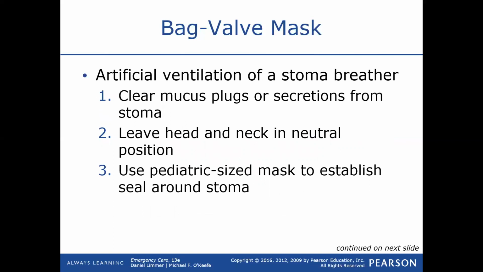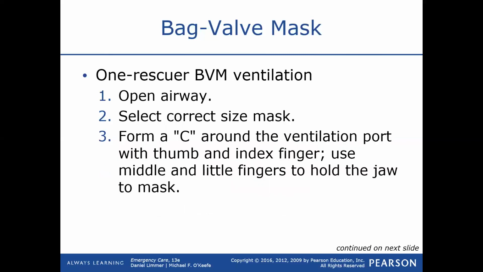So you have somebody with that stoma in their throat. Okay, we want to clear the mucus plug or secretions from the stoma. So we're going to suction that out if we need to. Leave the head and neck in neutral position and use a pediatric size mask to establish a seal around the stoma. So because it's smaller, the neck's smaller. So you want to use a smaller mask.